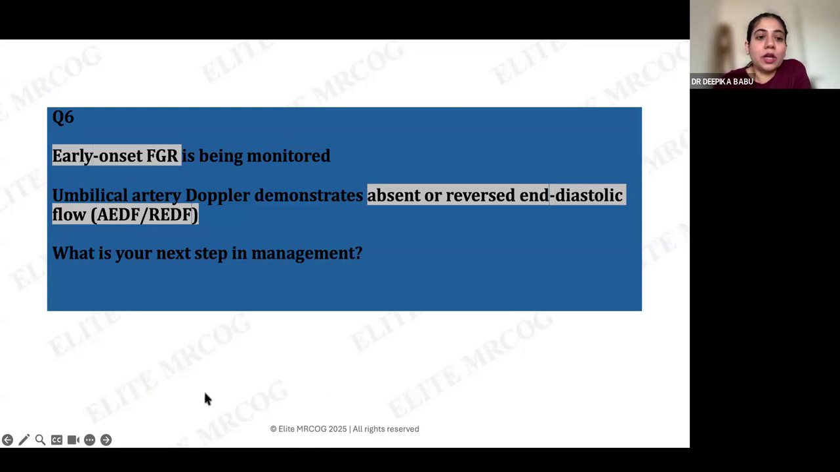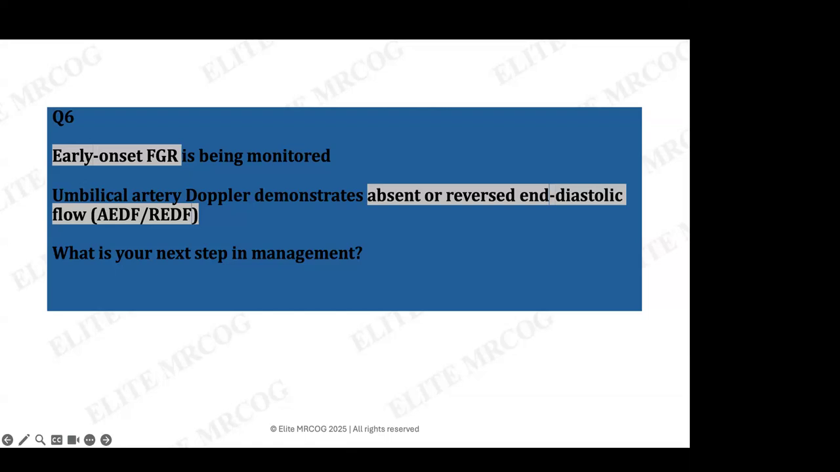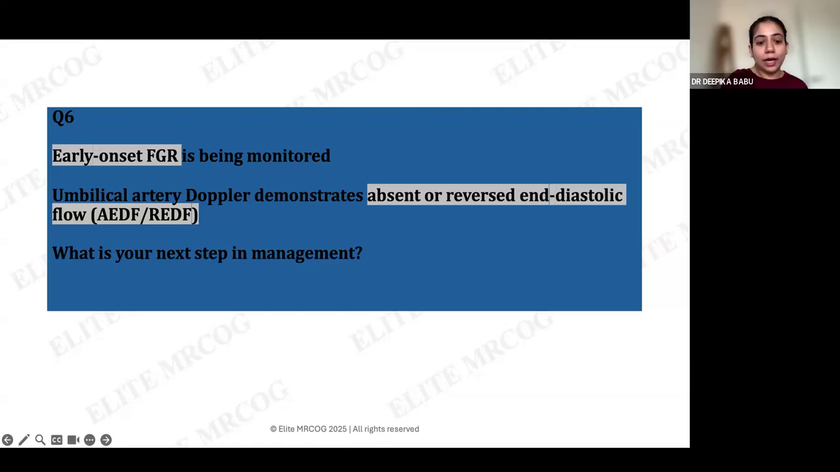Okay. Early onset FGR is being monitored. Umbilical artery Doppler demonstrates. That means that the early onset FGR, once she was diagnosed, she was under the 2+1 monitoring, which is 2 weekly biometry and 1 weekly umbilical artery Doppler. And that 1 weekly umbilical artery Doppler now shows absent or reversed end diastolic flow. So what is your next step? Delivery by cesarean section.